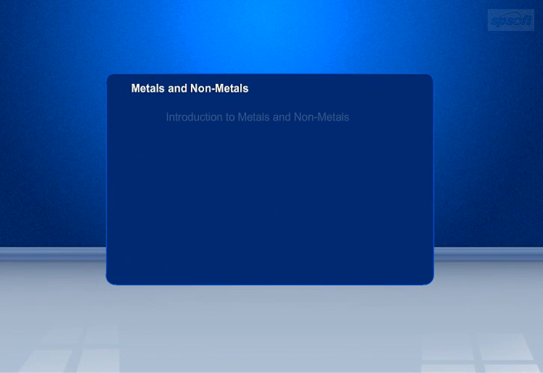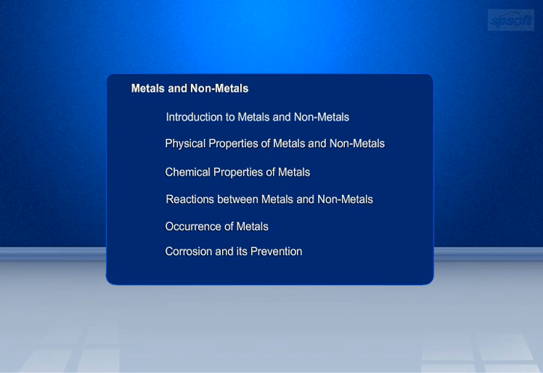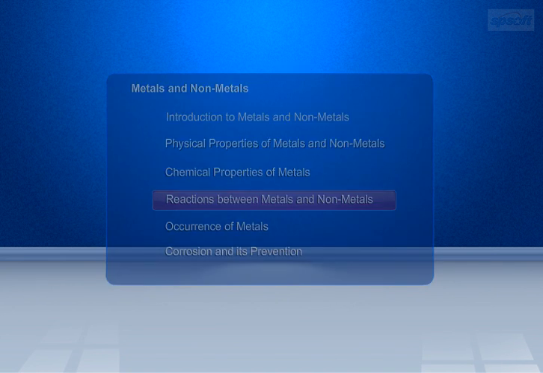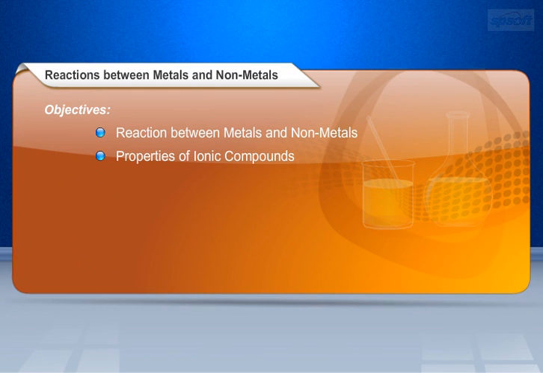Reactions between metals and non-metals. In the earlier session we learned about chemical properties of metals. Now, we will discuss reactions between metals and non-metals. The objective of this session is to make you understand about reaction between metals and non-metals, and properties of ionic compounds.